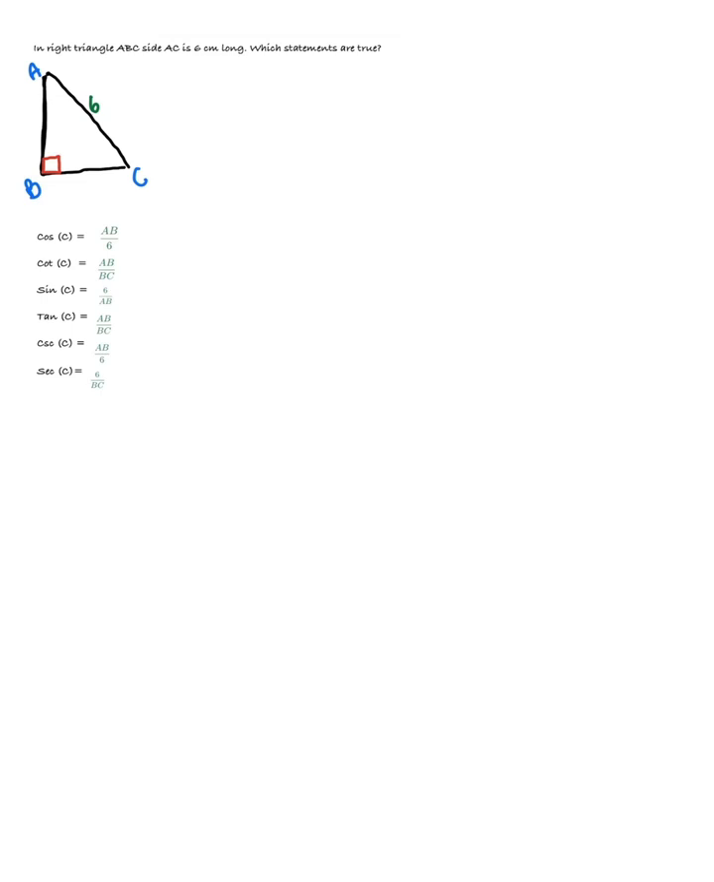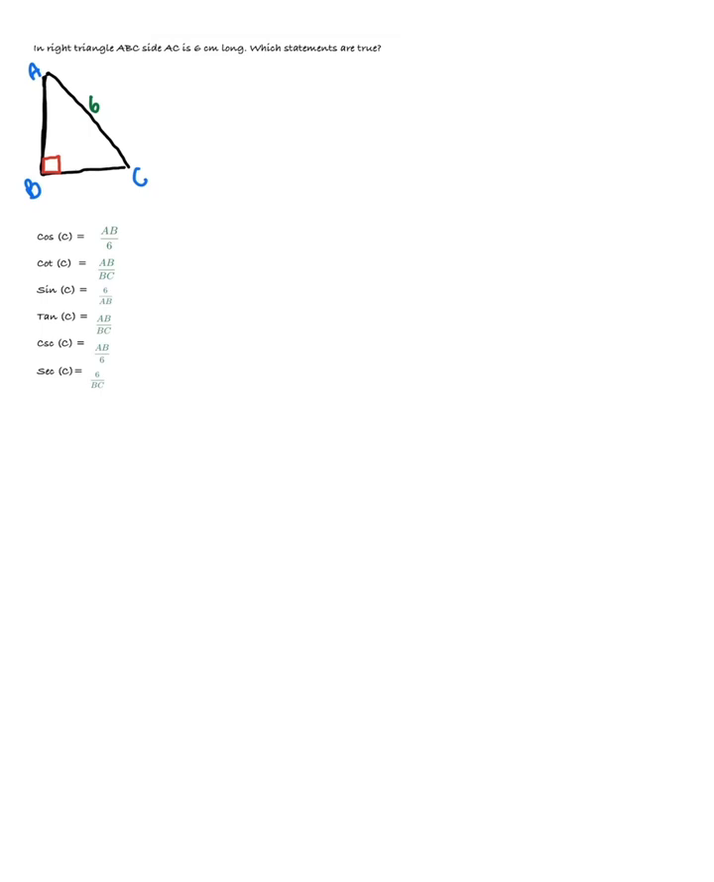Today we're going to be working with trig ratios. In this example, we have a right triangle named ABC. It says in right triangle ABC, side AC is 6 centimeters long, and it's asking us which statement is true. They give us statements that involve cosine, cotangent, sine, tangent, cosecant, and secant. There's really not too many tricks on this, guys.